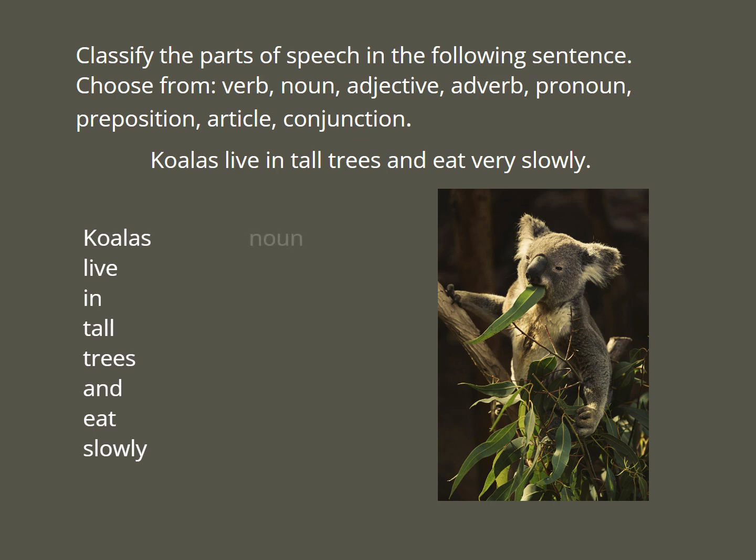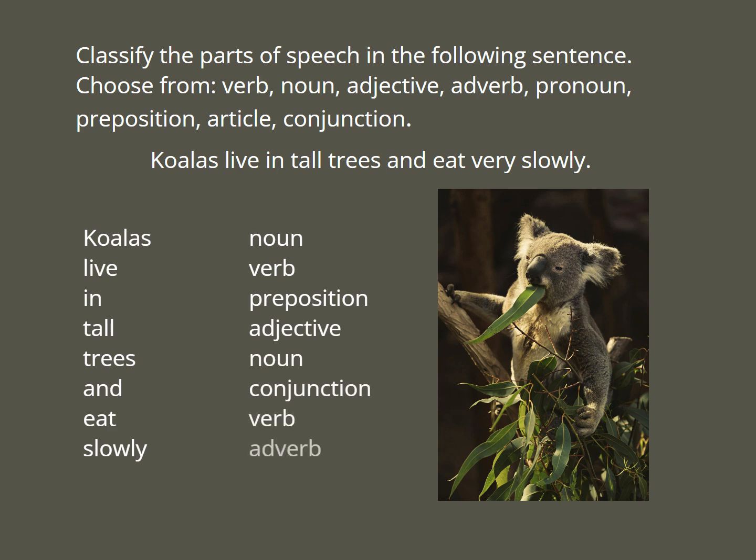So here you have it. Koalas is a noun, live is a verb, in is a preposition or prep if you feel very confident. Tall is an adjective, trees are nouns again, and is a conjunction or conjunct, again if you want to feel a bit cocky. Eat is a verb, slowly is an adverb.